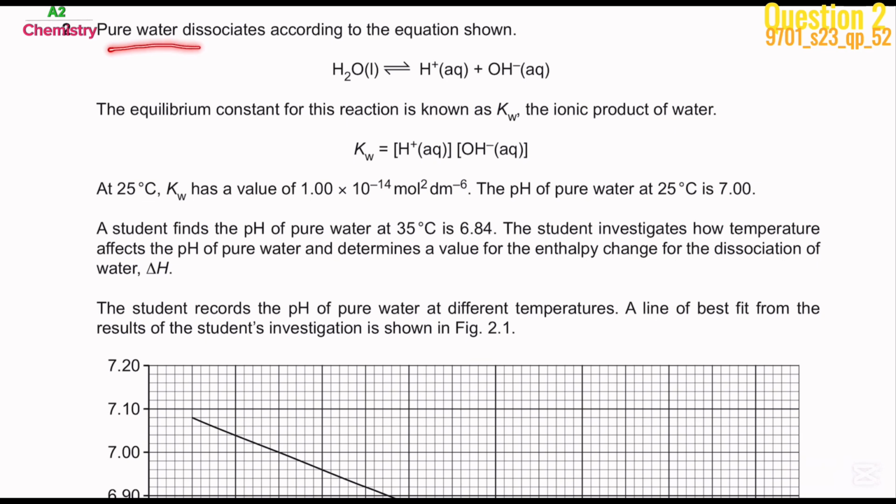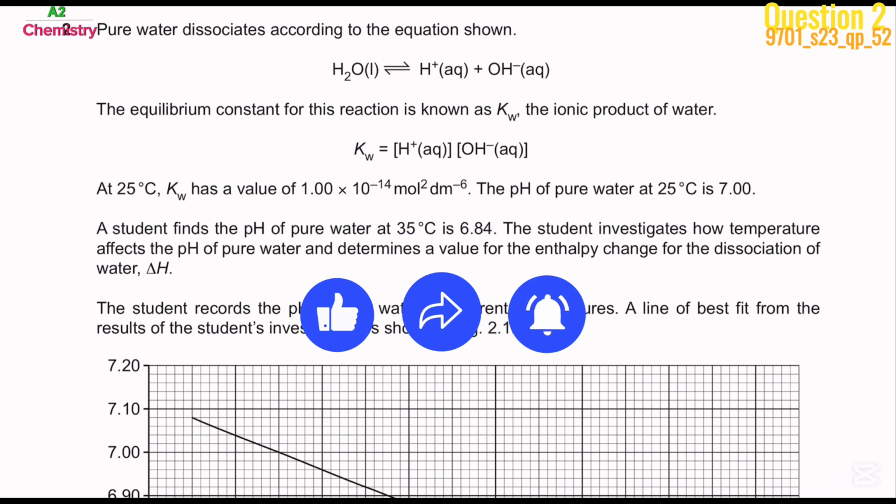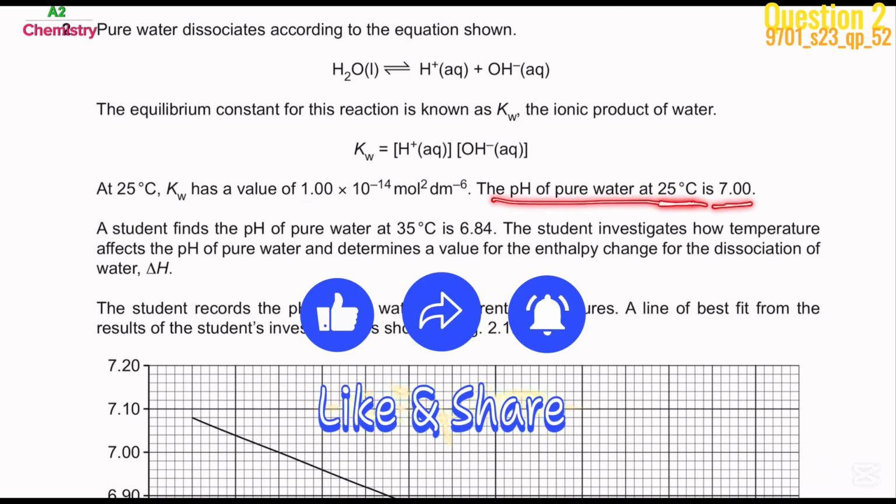Question number 2. Pure water dissociates according to the equation shown over here. This is the dissociation of water. H2O is going to dissociate into H positive ion and OH negative ion. The equilibrium constant for this reaction is known as Kw, the ionic product of water, and this is the expression of Kw. At 25 degrees Celsius, Kw has the value of 1 × 10^-14 mol² dm^-6. The pH of pure water at 25 degrees Celsius is 7.